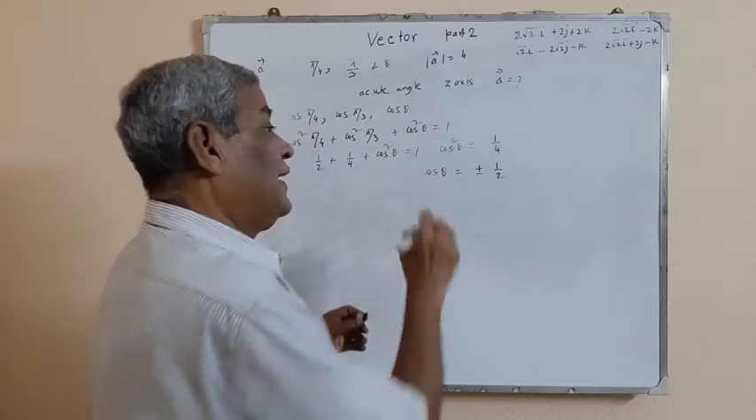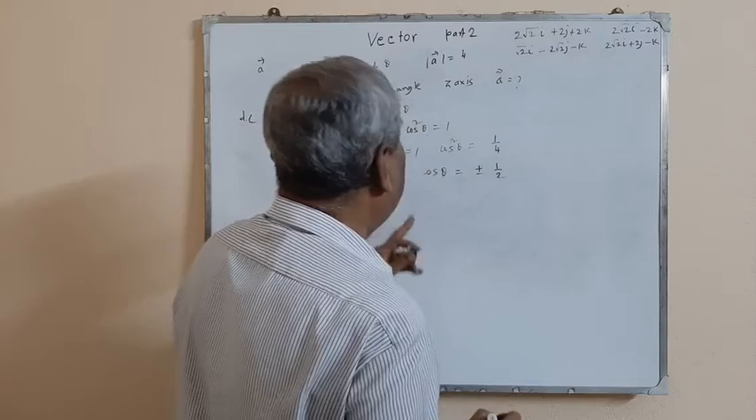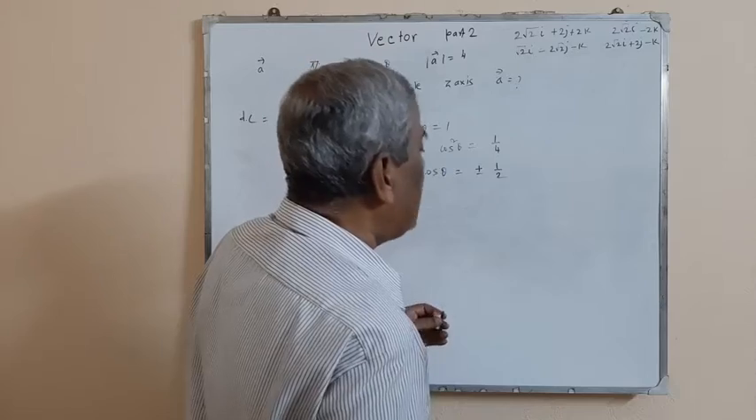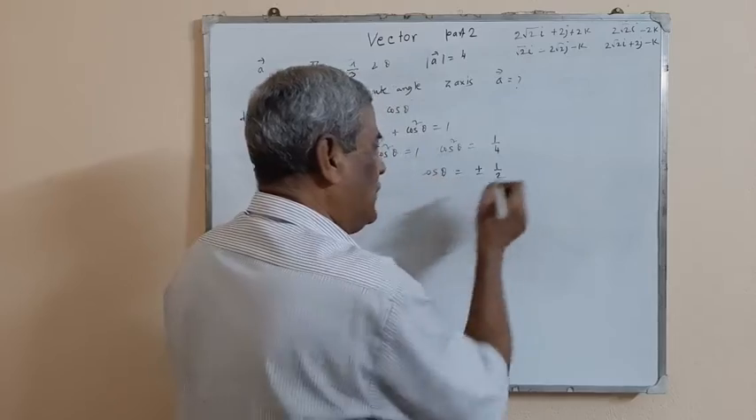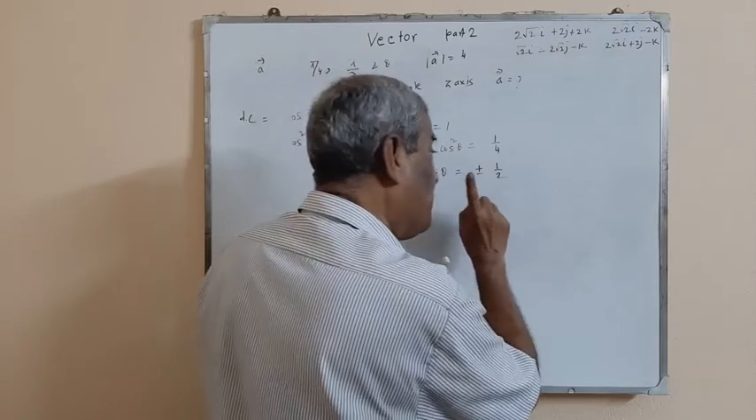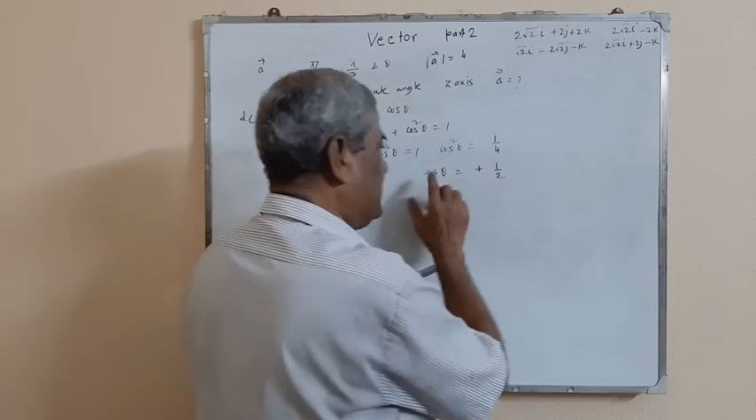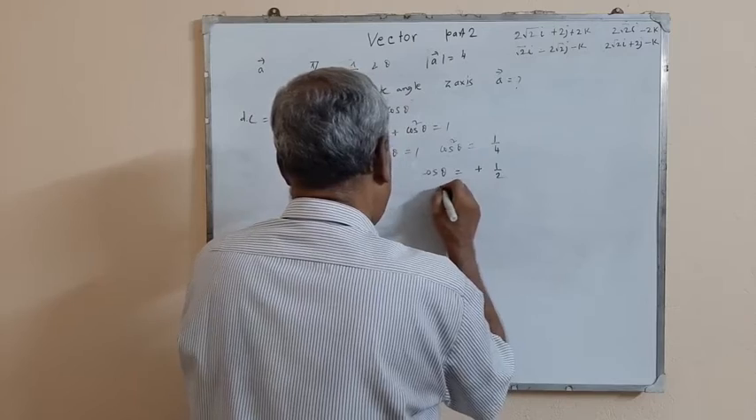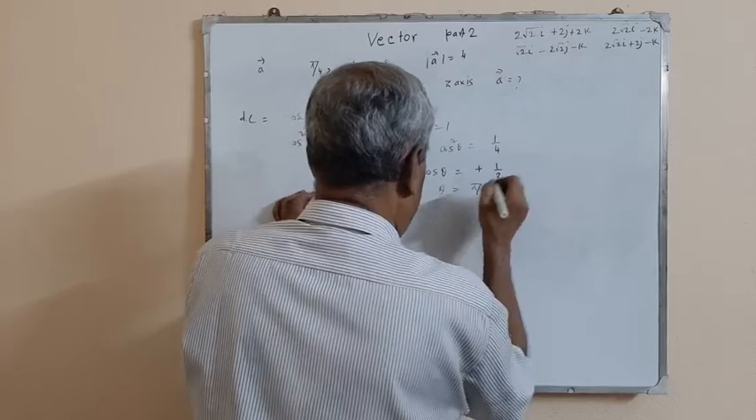Cos theta is either plus half or minus half, but given that vector A makes an acute angle with the z-axis, it is the angle which the vector makes with the z-axis. So it cannot be negative, because it makes an acute angle. For that purpose, cos theta is equal to half. That is, theta is equal to pi by 3.